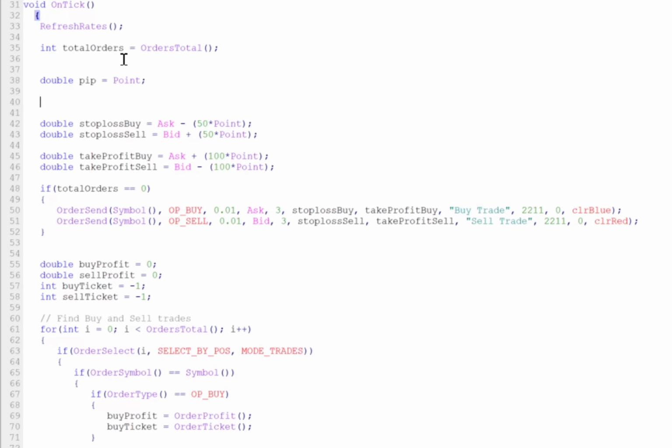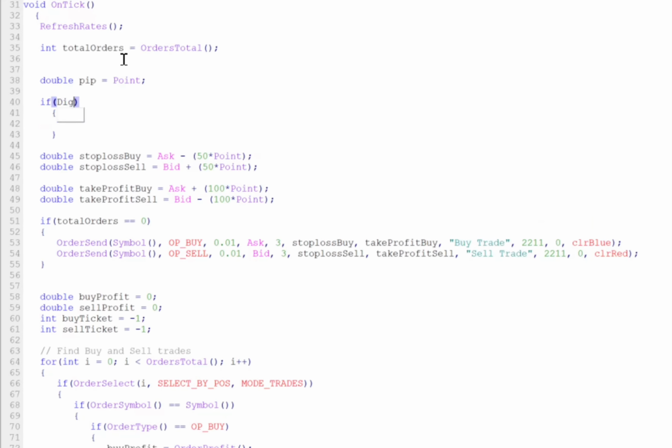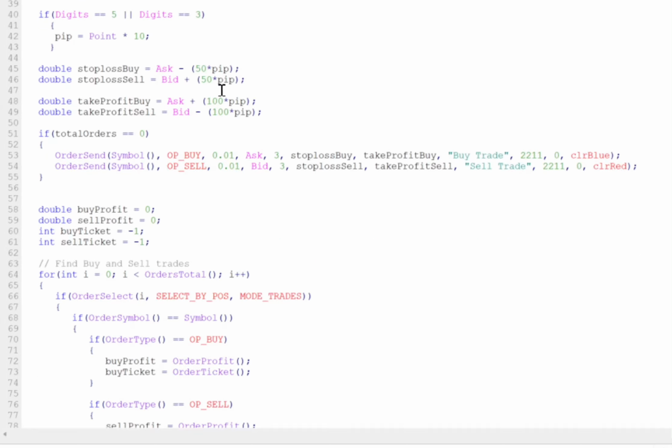And now we have to check if digits are 5 or digits are 3, then we have to update the pip as point multiplied by 10. Now we just have to replace pip with these points.